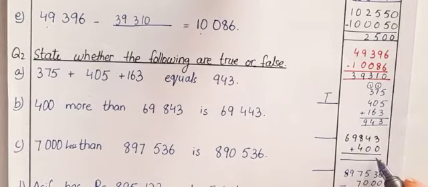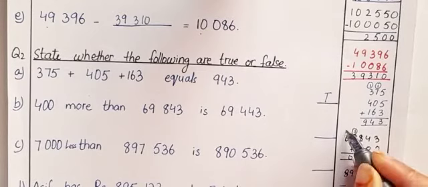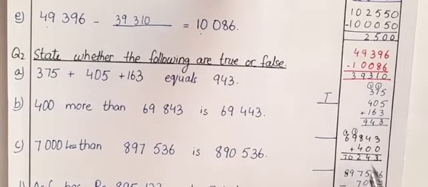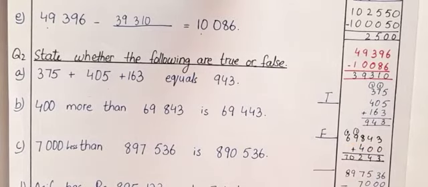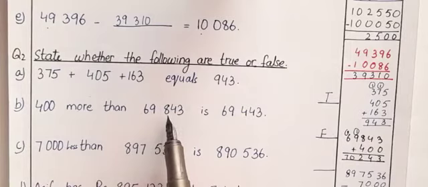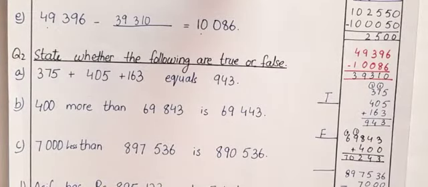Let's add it. 3 plus 0 is 3. 4 plus 0 is 4. 8 plus 4 is 12. 2, 1 carry. 9 plus 1, 10. 0, 1 carry. 6 plus 1, 7. So it is 70,243. It is false. We will write false. And here you can also see "more than" means we have to add, but here it is less, so it is subtracted. That's why it is false.